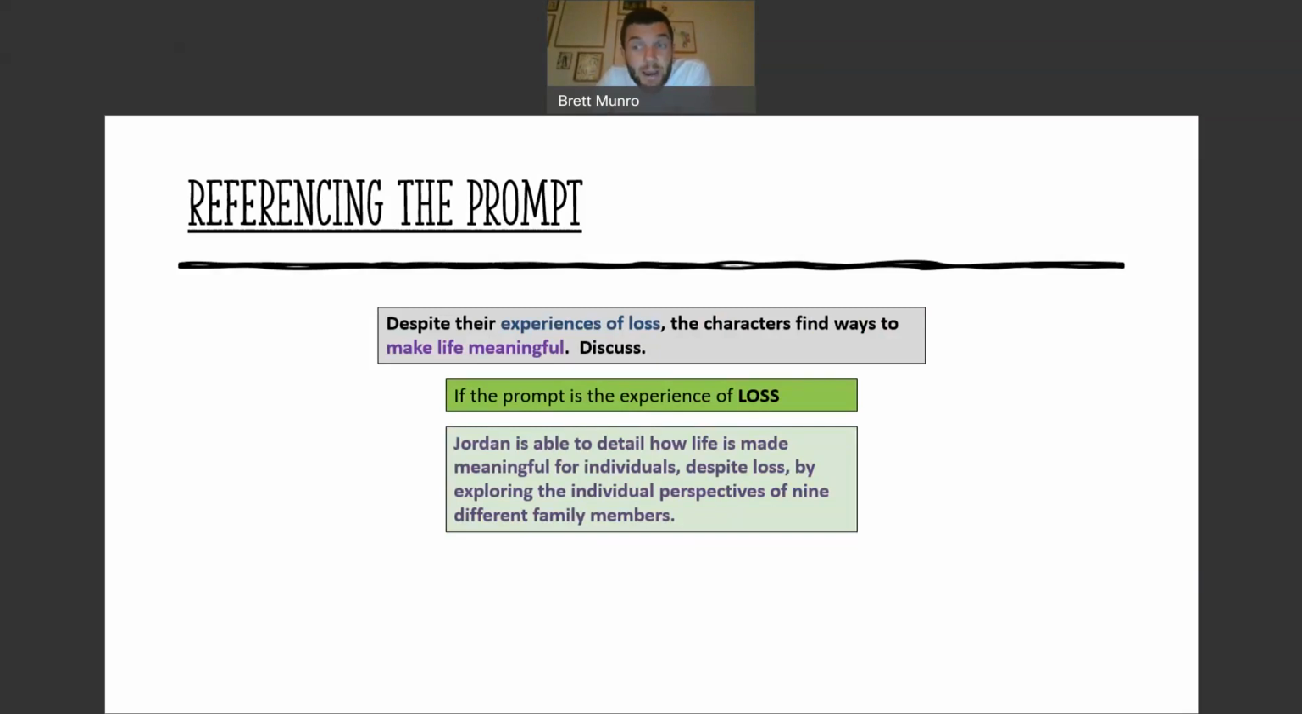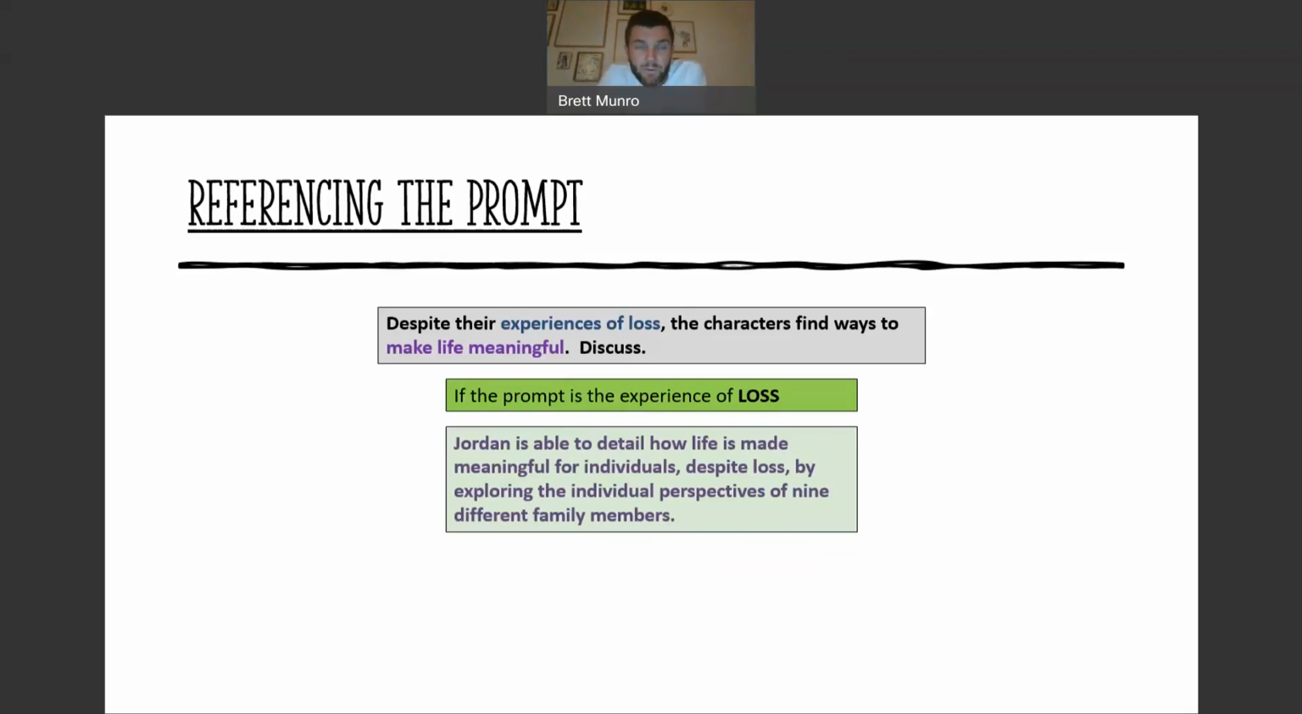Take note here that you've now mentioned not just loss, which was in your first sentence, but also the idea of life being made meaningful for individuals, which is in this sentence. And you've also connected it with the notion of loss, because you've said despite loss. Thirdly, you've also provided a little bit of context about how that is achieved in the text. In this case, it is the individual perspectives of 9 different family members. And that's really helpful context to help clarify our understanding of the text and the meaning that we are trying to convey about the text.